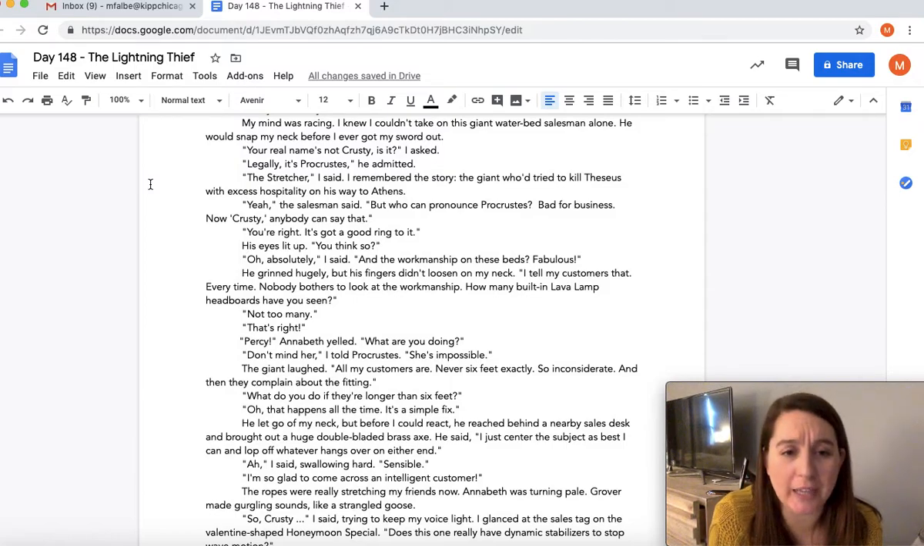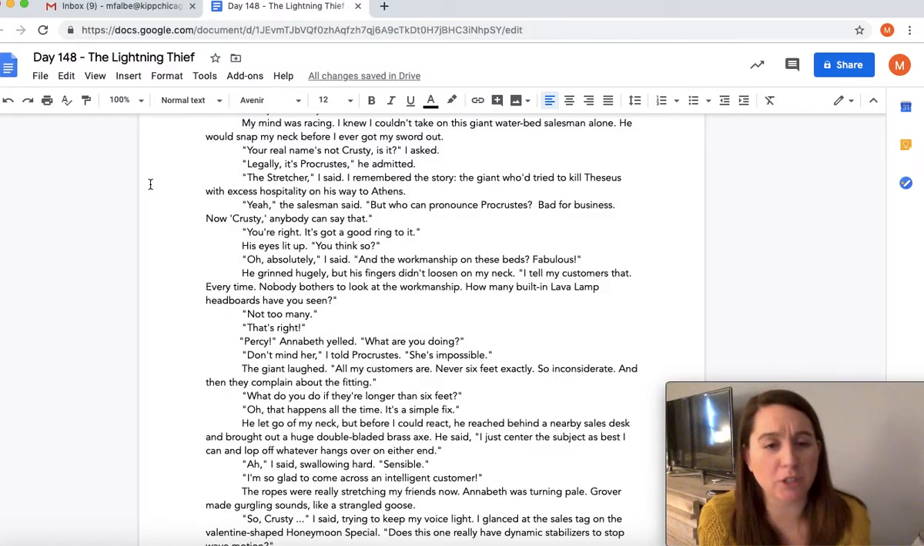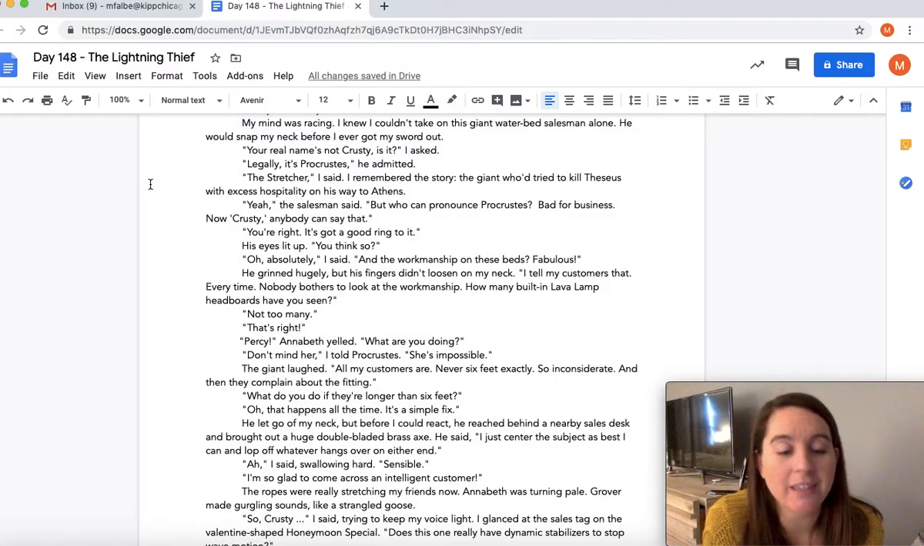"Oh, absolutely," I said. "And the workmanship on these beds, fabulous." He grinned hugely, but his fingers didn't loosen on my neck. "I tell customers that every time. Nobody bothers to look at the workmanship. How many built-in lava lamp headboards have you seen?" "Not too many." "That's right." "Percy," Annabeth yelled. "What are you doing?" "Don't mind her," I told Procrustes. "She's impossible." The giant laughed. "All my customers are. Never 6 feet exactly. So inconsiderate. And then they complain about the fitting."